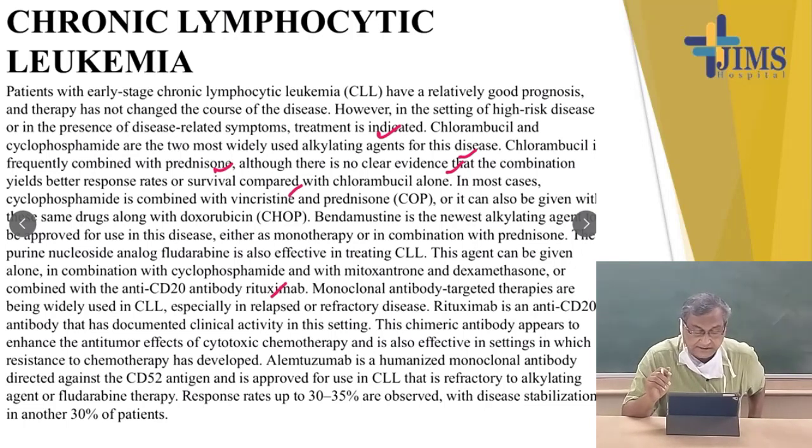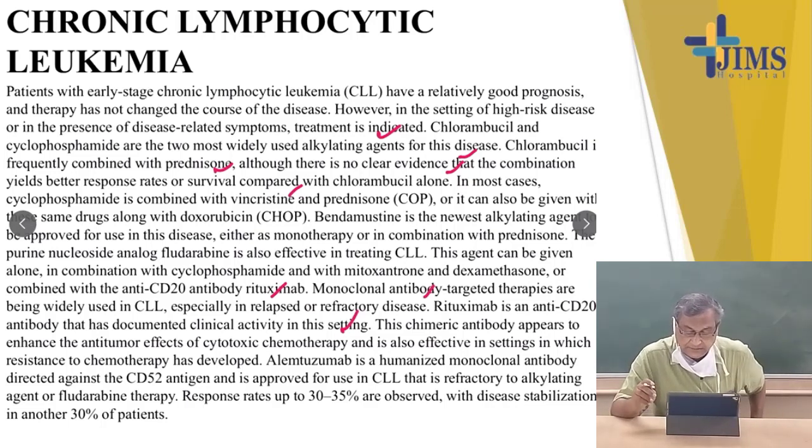Monoclonal antibody targeted therapies are being widely used in CLL, especially in relapsed or refractory disease. Rituximab is an anti-CD20 antibody that has documented clinical activity in this setting. This chimeric antibody appears to enhance the anti-tumor effects of cytotoxic chemotherapy and is also effective in settings in which resistance to chemotherapy has developed.